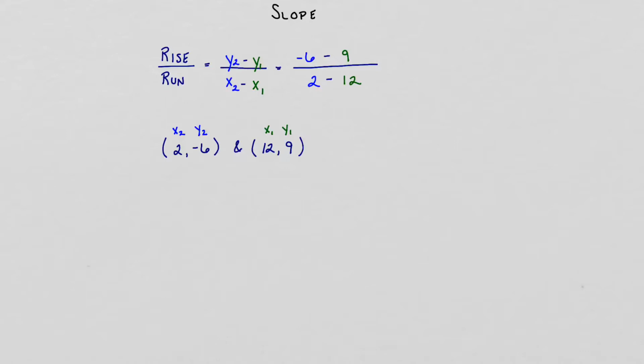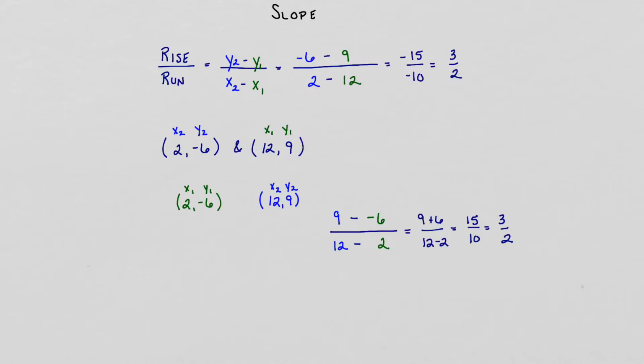Evaluating this, we'll get -15 over -10, and we always want to reduce our slope if we can. A negative over a negative would result in a positive, and 15 over 10 would reduce to 3/2. And just in case you're wondering, what happens if I were to have switched the values? What if I picked (2, -6) to be my first coordinate point and (12, 9) to be my second coordinate point? I'm going to show you that it really won't matter. We will still get the same result of 3 over 2.